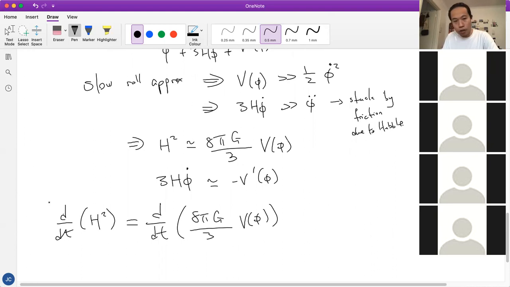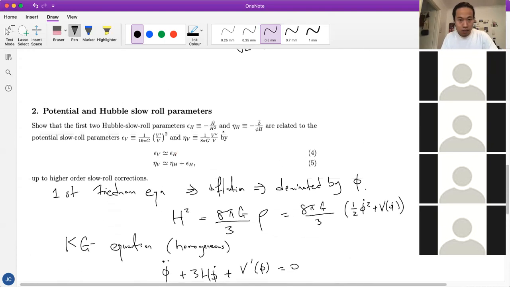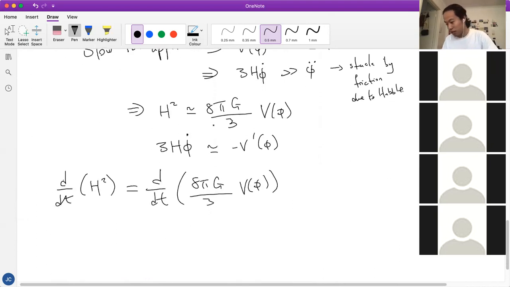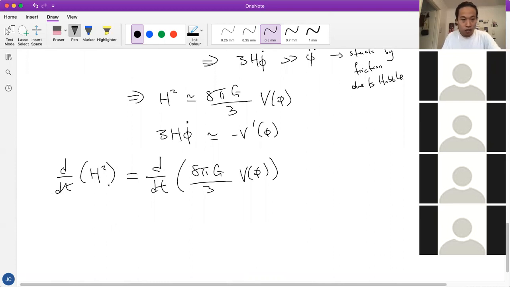Okay, I don't need to expand the h out because the slow roll parameters only depend on h and h dot. So I don't need to know exactly what the a's time dependence is. So I can just do this time derivative with h. So I end up with 2h h dot, and that's perfectly fine. And on the right-hand side, you only have the potential that really evolves with time. 8 pi G on 3 dv/dt.